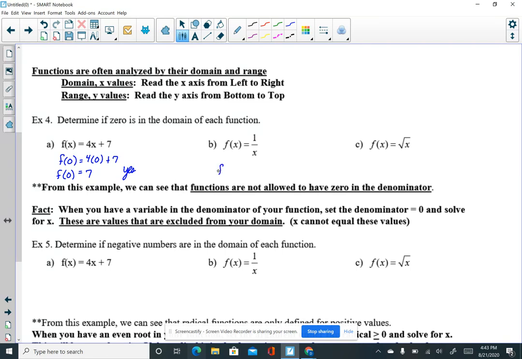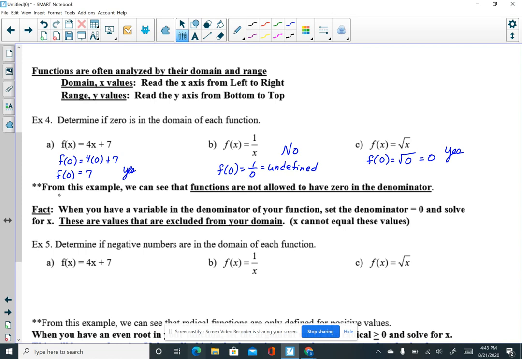Let's move on to the next one. If we were to find f of 0 here, your very first step, 1 divided by 0, hopefully you recognize that is undefined. You cannot have 0 in the denominator, so in this particular case, no, 0 would not be in the domain. Let's look at letter C. f of 0 here would be the square root of 0, and the square root of 0 is 0. So, yes, it's also in the domain, okay? If you can evaluate and find a value, then yes, it is in the domain.